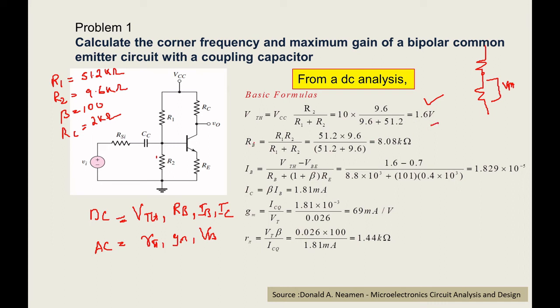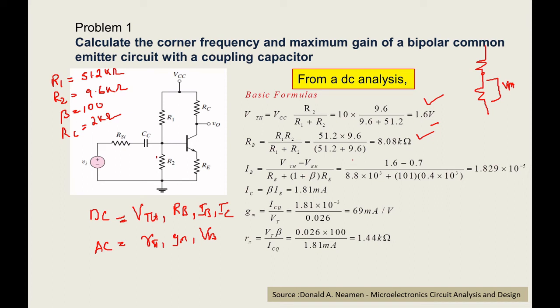And RB, that is the equivalent resistance: R1 into R2 divided by R1 plus R2. So 51.2 into 9.6 divided by 51.2 plus 9.6, you will get 8.08 kilo ohms. I want to find IB also. What is the formula? While applying KVL on the input side of the Thevenin equivalent circuit, you will get this formula: VTH minus VB divided by RB plus 1 plus beta times of RB.